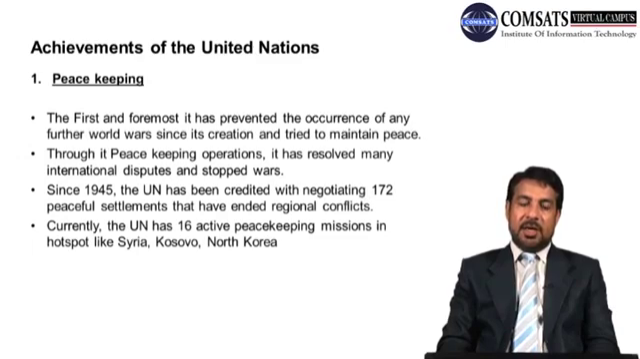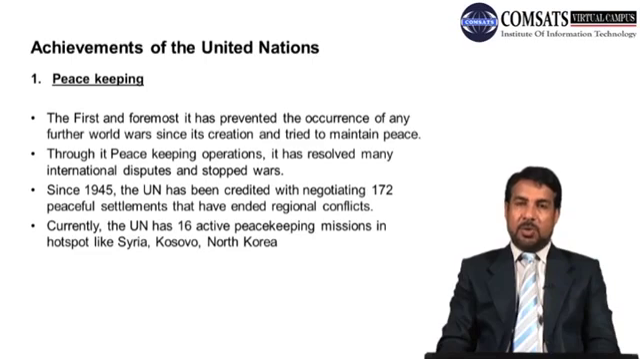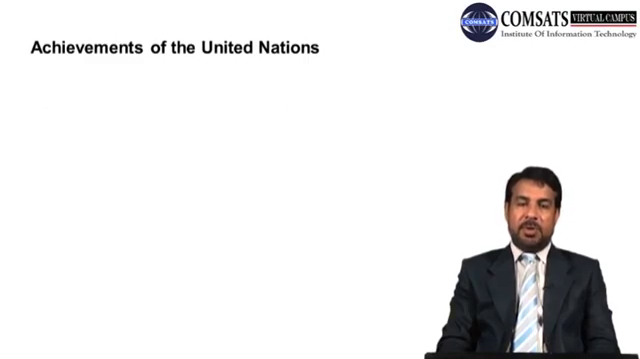तो आपको नज़र आ रहा है कि 45 के बाद almost 172 जो peaceful मायदे हैं तो वो UN की बदौलत हो चुके हैं, जिसकी वजह से जो regional conflicts हैं they were solved and they were stopped. Currently the UN has 16 active peacekeeping missions in hotspot like Syria, Kosovo and North Korea. तो अभी भी जो UN के different peacekeeping missions हैं, so they are operating, they are working in Syria, Kosovo and North Korea, and they are trying to protect civilians and protect the violation of their human rights.